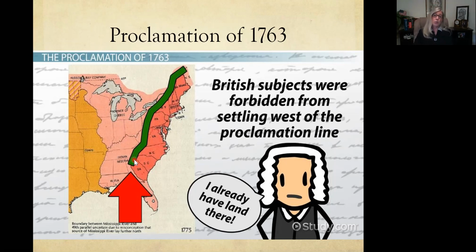Okay, now, can the British really patrol all of this territory? No, there's no way that they can patrol it all at one time and prevent the colonists from going out to the west. But it angers the colonists nonetheless.